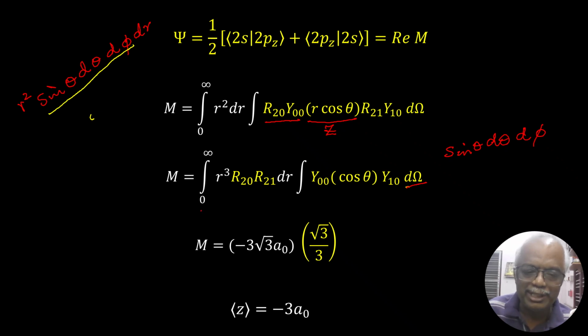So the value of this integral will become, after applying the limit, minus 3 square root of 3 a naught. Similarly, the second part of the integral, after substitution and simplification, you will get square root of 3 over 3. Now this 3 will get cancelled. So you have minus, and square root of 3 into square root of 3 is 3. Here you have a naught. So the expectation value of z is equal to minus 3 a naught. So we have found the expectation value of z.